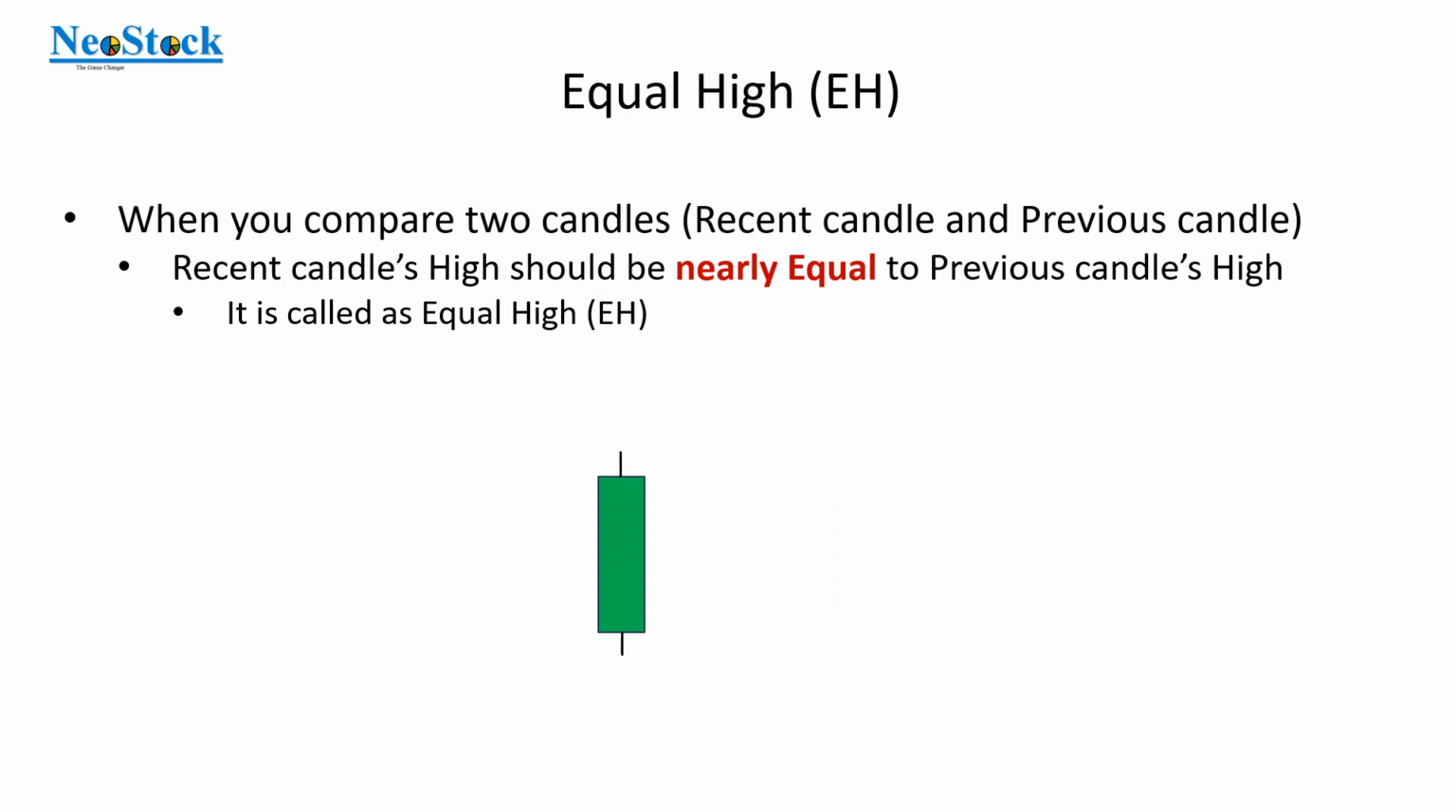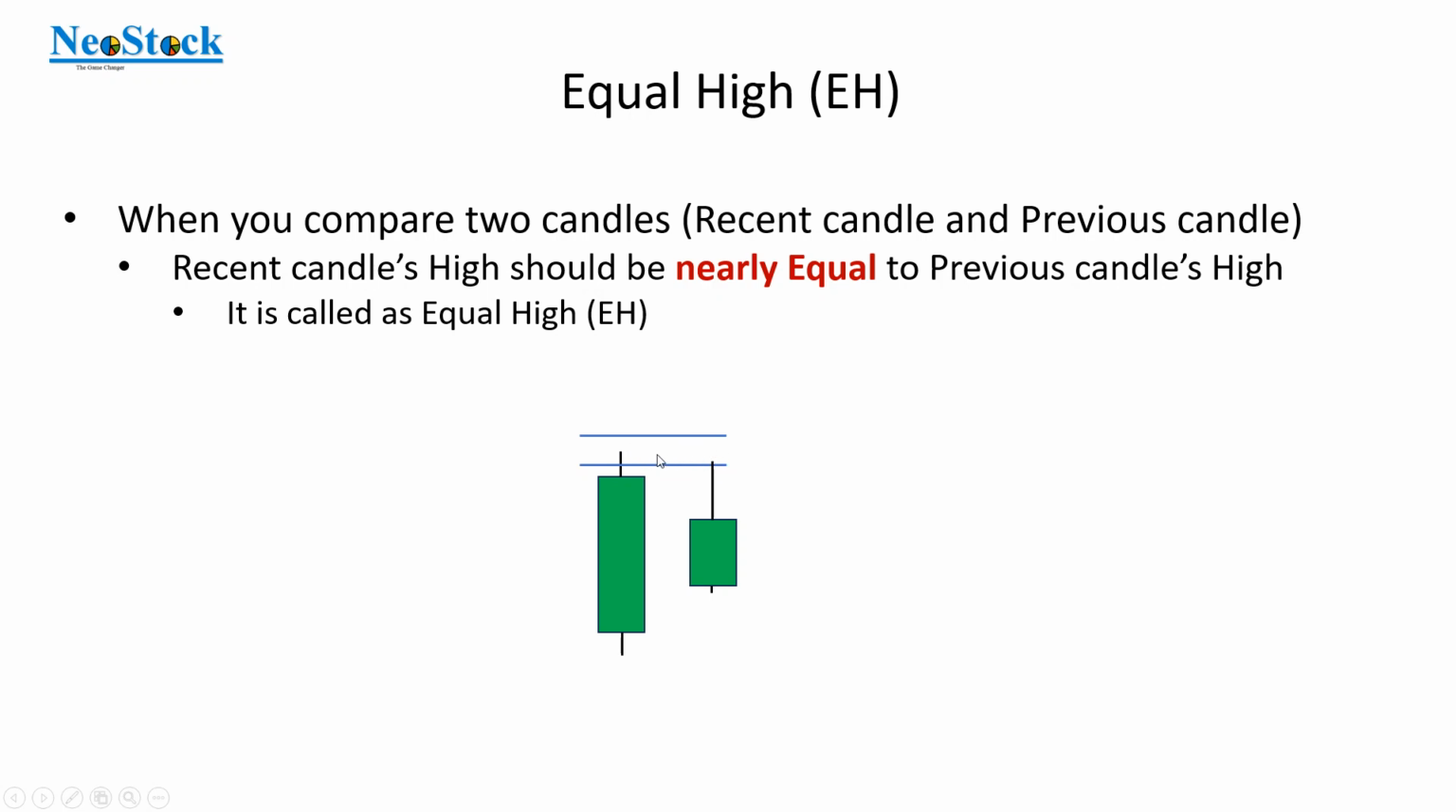Look into this candle. And please look into the next candle. Now compare the high of the previous candle and the present candle. Are they exactly equal? No, they are not exactly equal, but they are nearly equal. How are we saying they are nearly equal? Because we introduced some buffer between these 2 candles. If the present candle high is within this buffer compared to the previous candle high, then we can say it is nearly equal.